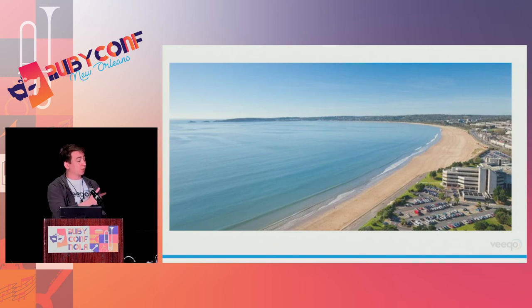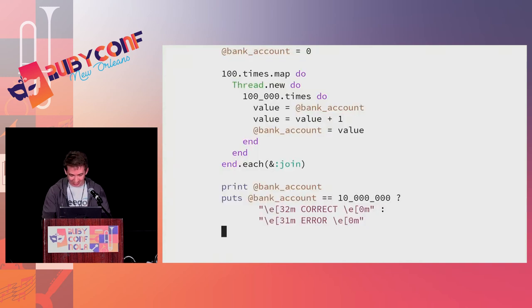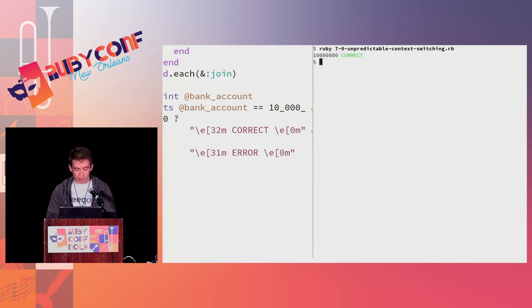Now, I am back to think about another important concept: context switching in Ruby. Ready for a show? Look here. This is the same very simple example before any refactoring, the very first example. And I remind you that it is thread safe. I even increased it to 10 million so that we really don't have any false negatives here.